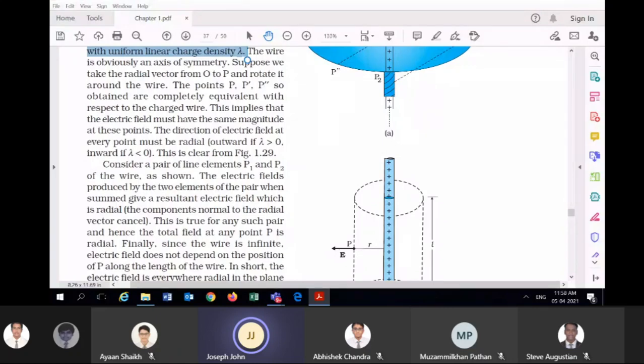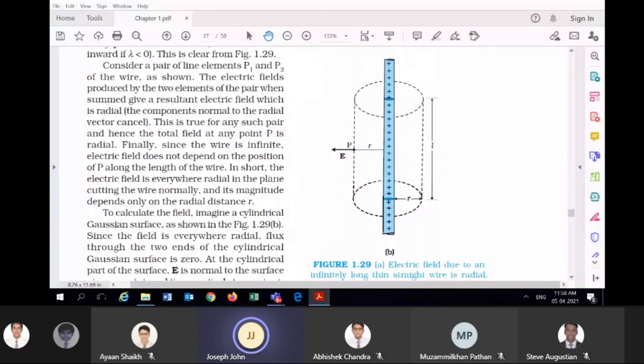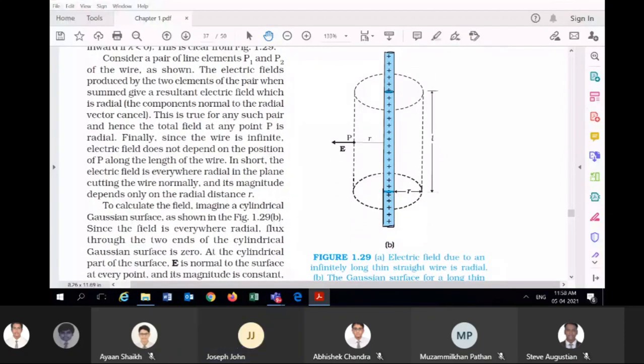Did you write P is a point at a distance r from the wire? Clear? Next sentence. To find the electric field at P, Gauss's law can be applied. Finish. Next sentence.